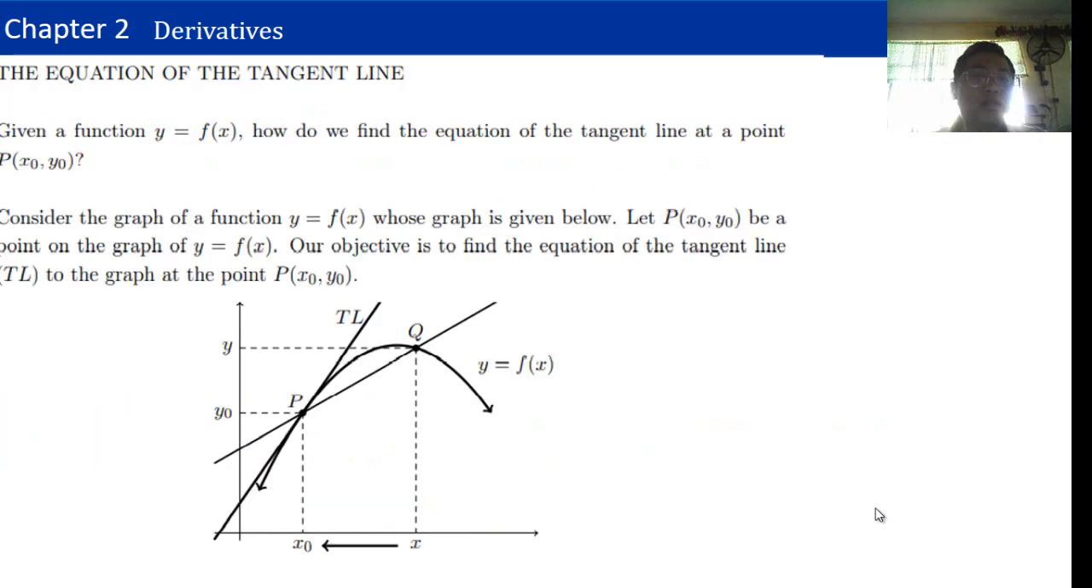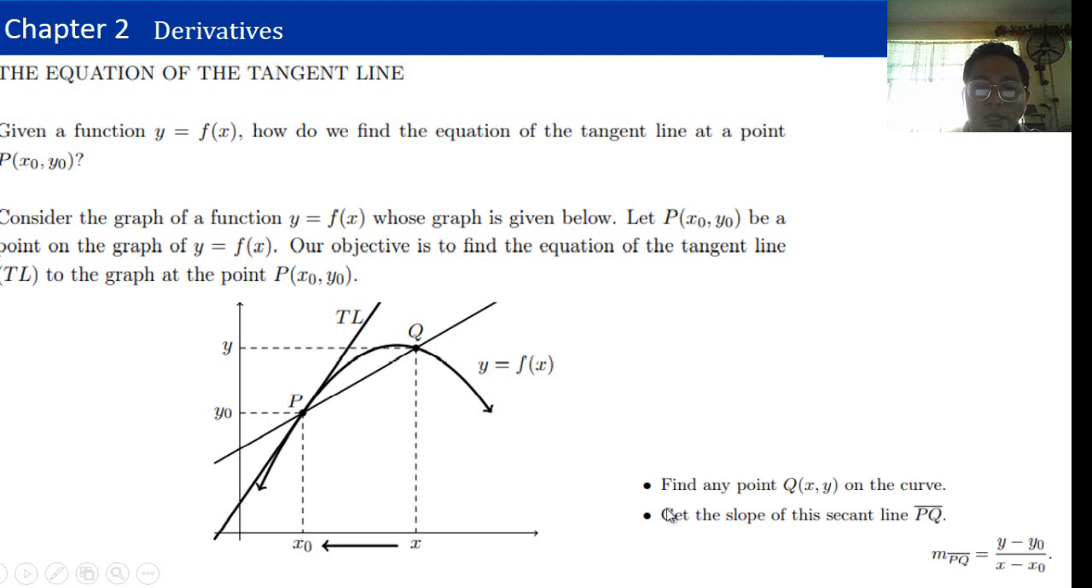So the equation of the tangent line, given a function y equals f of x, consider the graph of the function y equals f of x. This graph is given below. This is now our x sub o, and this is our x. So ang ating gagawin is ilimit natin ito na ang x patungo siya sa x sub o. So with that, ang y natin ay papunta din siya ng y sub o to get the tangent line.